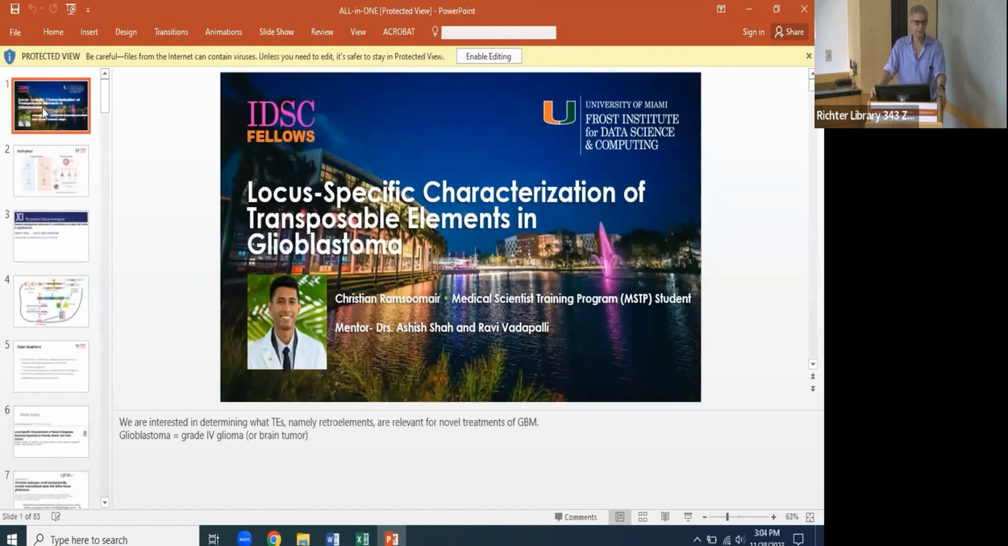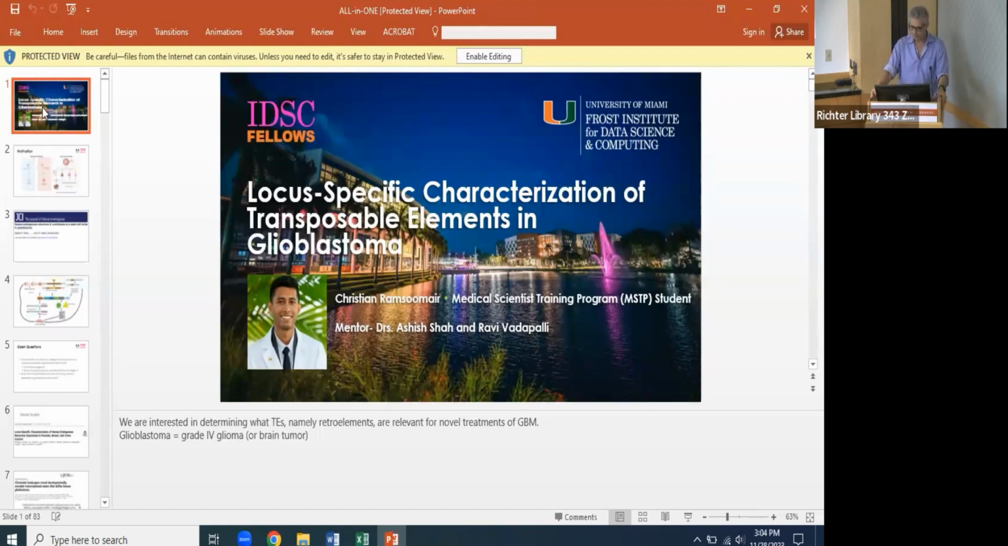IDISC has been sponsoring the fellows program for more than 15 years now, and the idea is to foster and encourage interdisciplinary research across the university and across departments, and allow people to exchange ideas, essentially make breakthroughs in disciplinary sciences, as well maybe in algorithmic developments for tackling new problems.